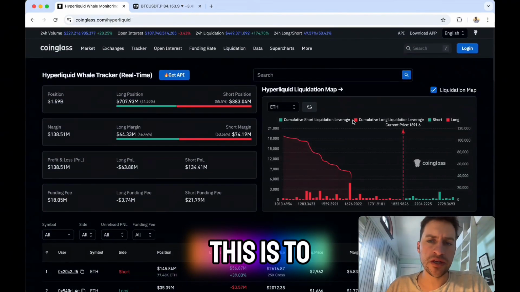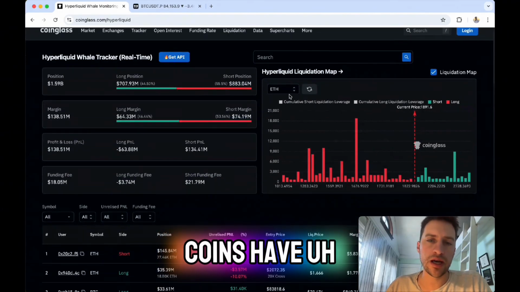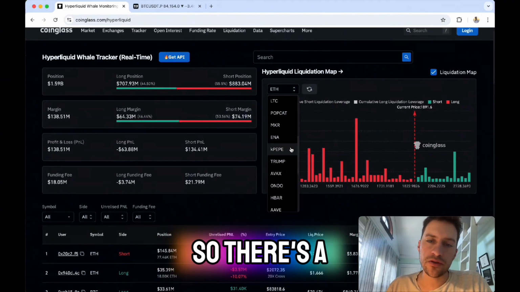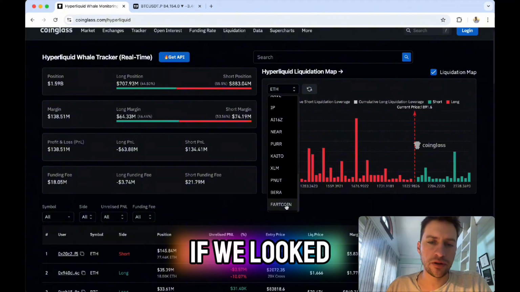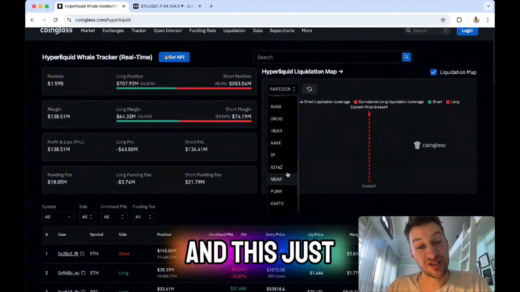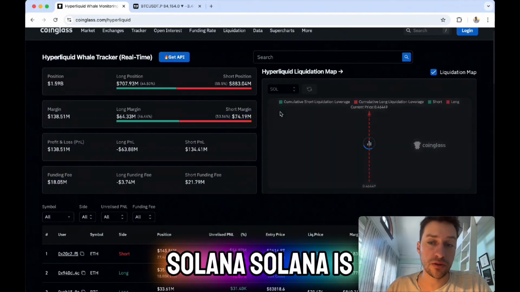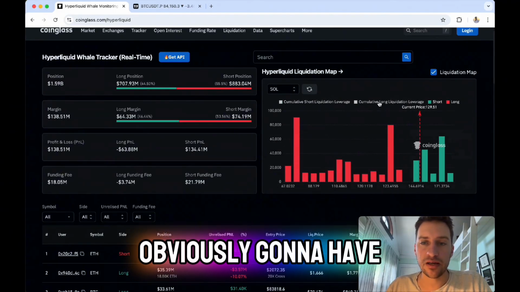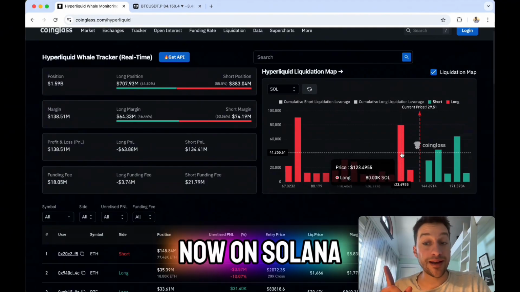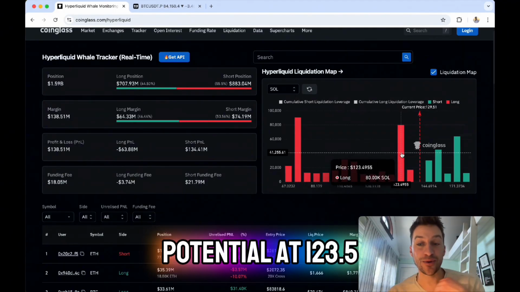What I like to do with this is to scroll through multiple coins and just see which coins have liquidations close by. There's a lot of different coins that they offer. If we looked at everyone's favorite coin, it doesn't look like that has any whales on it, and this just looks at whales. But we can look at this for a lot. We can do Dogecoin, Solana. Solana is obviously going to have a lot of activity. Now in Solana, there's actually an 80,000 liquidation potential at 123.5.